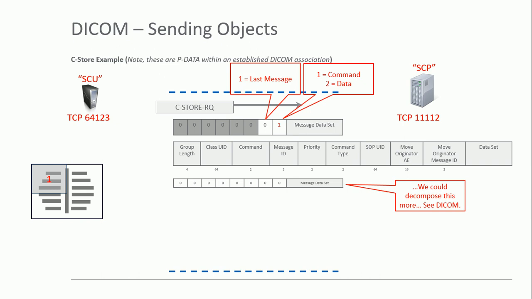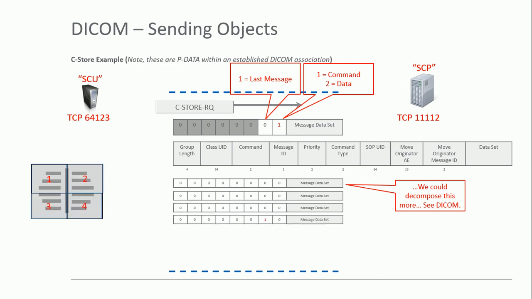Now notice that my flag, that eighth bit, is set to a 0, meaning that now I'm sending you data. I'm not decomposing this anymore, but somewhere in that it would reference the original C-Store request, all these different parts. So I'm going to keep sending these different parts. Eventually I'm going to be done, and how do I know I'm done? Notice that the last message flag is set to a 1.